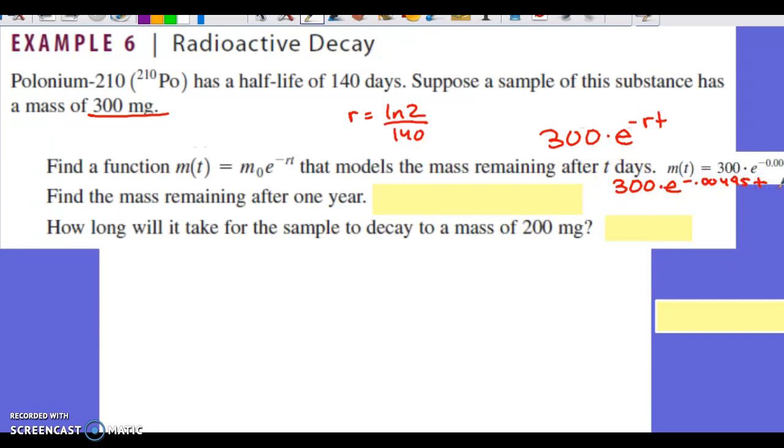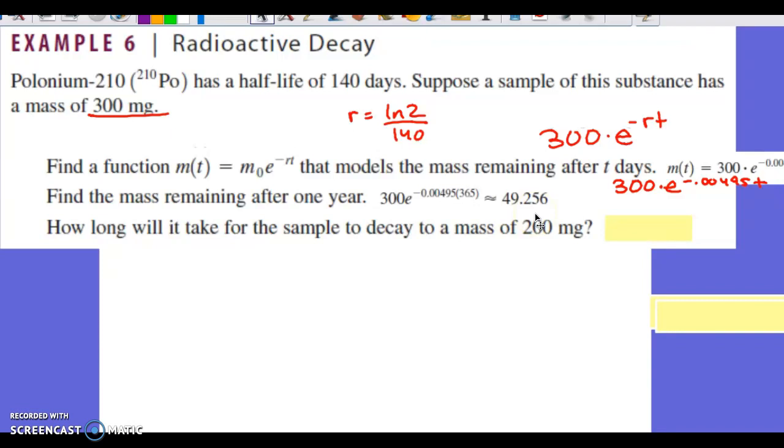If you want to know how much is left after 1 year, all you do is plug in your time into that. Now again, you want your units to be the same thing. So my half-life was in days, so I'm plugging in 365 days. If my half-life was in years, I can plug in the 1 year. Okay, so be careful with that kind of stuff. You always want units to match. So that would be 49.